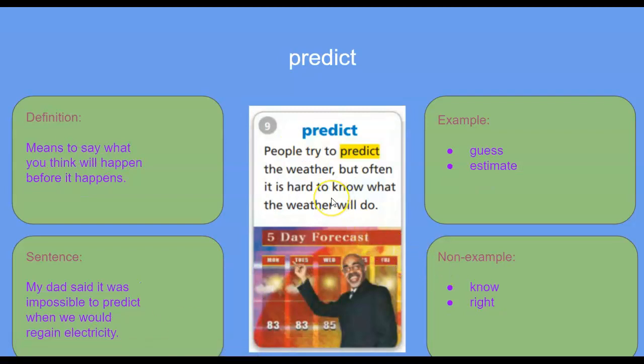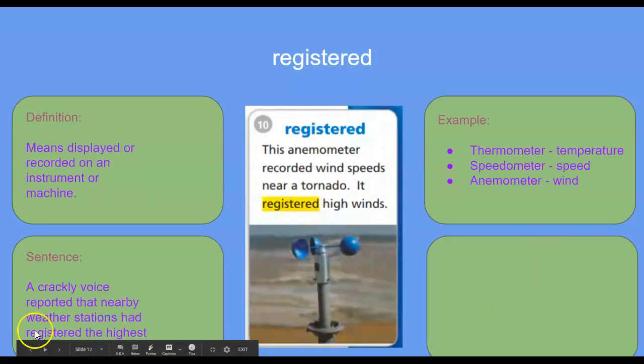Okay, number 9 is predict. Predict means to say what you think will happen before it happens. Meteorologists have to do a lot of predicting the weather forecast. So they say what they think will happen before it happens. This sentence says, my dad said it was impossible to predict when we would regain our electricity. Examples would be to guess or estimate. Non-examples is I know it and I'm always right. Those would be the opposite of predict.